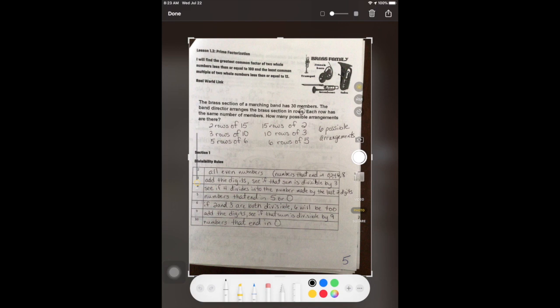And factors of numbers are numbers that will divide into a number evenly without any remainder. So if you look at this first real world link, if you think about the brass section of a marching band having 30 members, and you want to arrange them as many ways as possible, but the rows must be even. So if you look at what I've done here, I know that 2 divides into 30 because 30 is an even number. So I know I can make 2 rows. And I know there would be 15 in each row because 2 times 15 is 30. But if I can make 2 rows of 15, I can make 15 rows of 2.